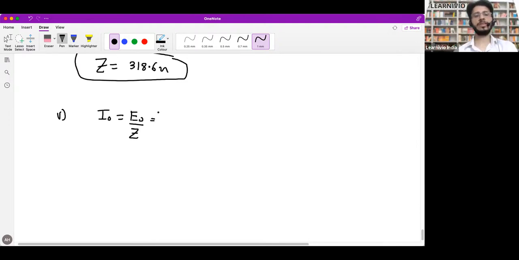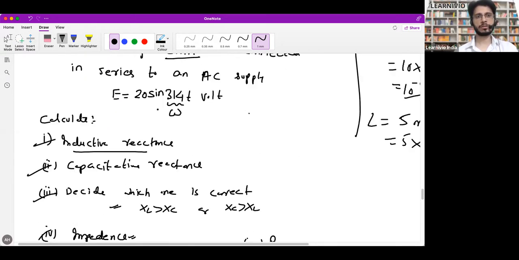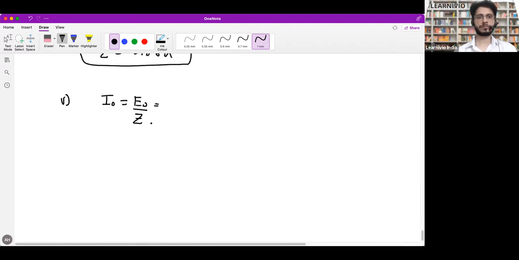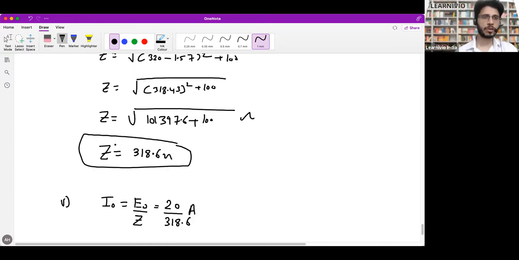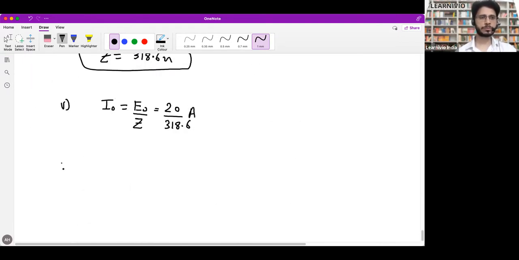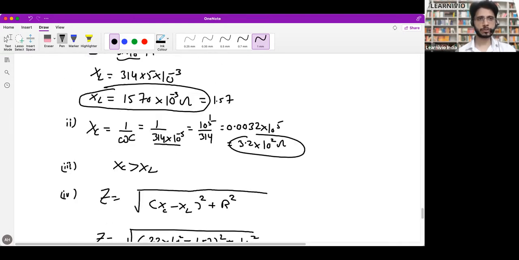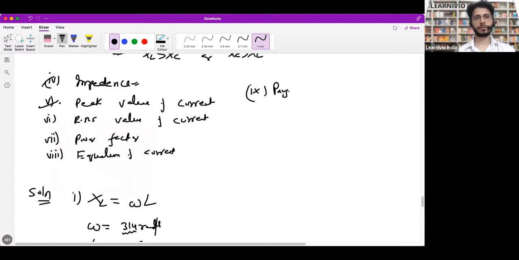So how much is E naught? E naught is 20. How much is Z? That's 318.6. So I naught is 20 over 318.6 ampere. After peak value of current, what you can do is part 6. You can solve part 6. So what is part 6? You need the RMS value of current.